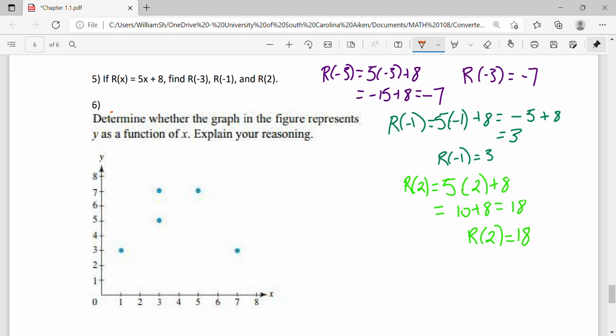Now, question 6 here says determine whether the graph in the figure represents y as a function of x. Okay, when we're looking at y as a function of x, the standard way, we can use the vertical line test like we learned. If I draw a vertical line anywhere on this graph, the only part I have an issue with is right here because I just hit 2 points. If I hit 2 points anywhere on the graph, it means it's not a function. Explain your reasoning. So no, it's not a function.